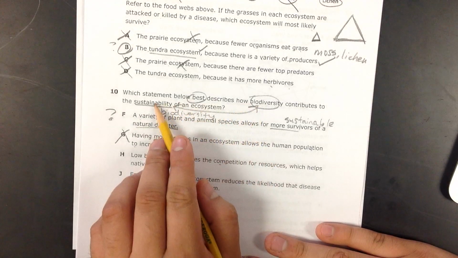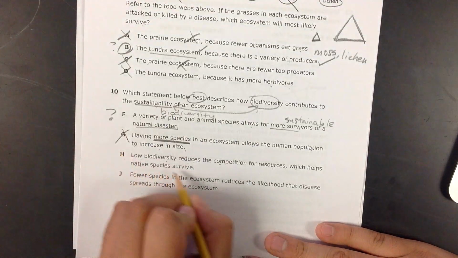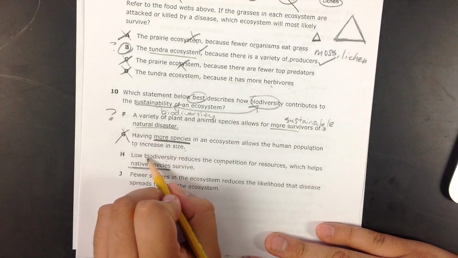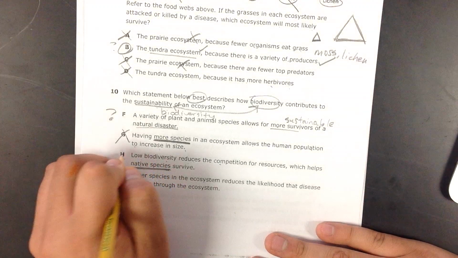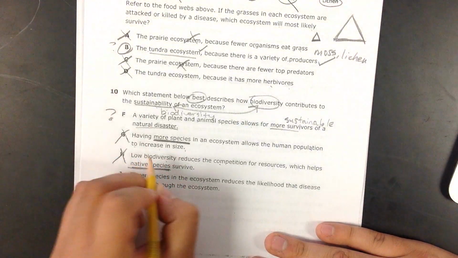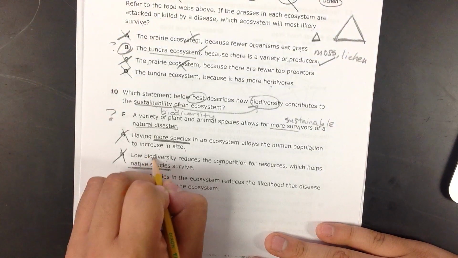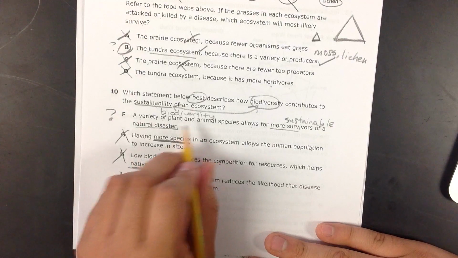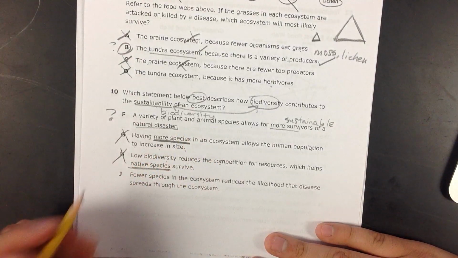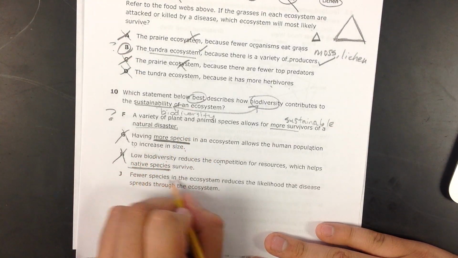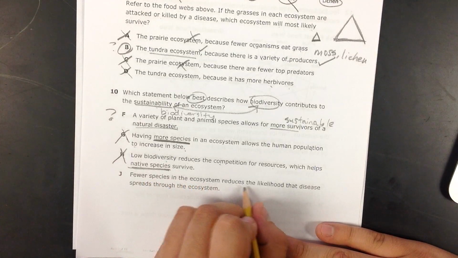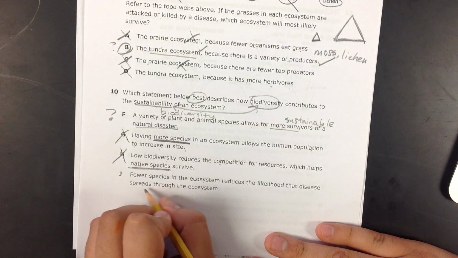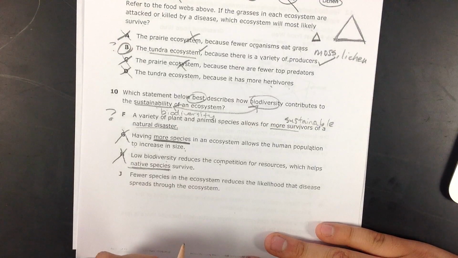How does biodiversity help with sustainability? It sustains native species? Yes, but then at the same time, you don't have a large variety of species. Okay, native species are a part of the biodiversity. So this answer choice doesn't answer the question. Kind of confuses us. Letter J, fewer species in the ecosystem reduces the likelihood that disease spreads through the ecosystem.